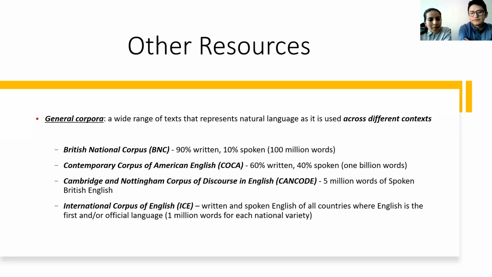We also have the Cambridge and Nottingham Corpus of Discourse in English, 5 million words of spoken British English. It depends on your needs. We have the International Corpus of English, written and spoken English of all countries where English is the first or official language, and it also has 1 million words for each national variety.